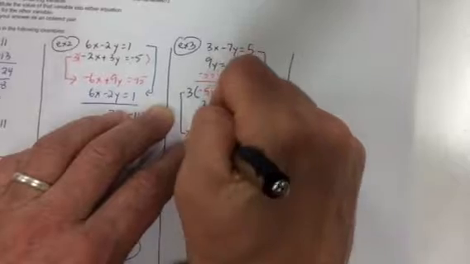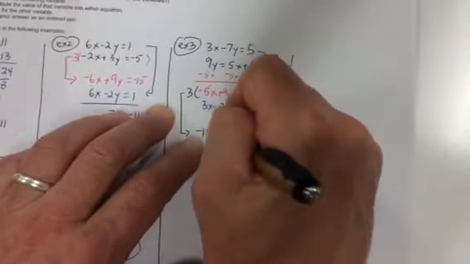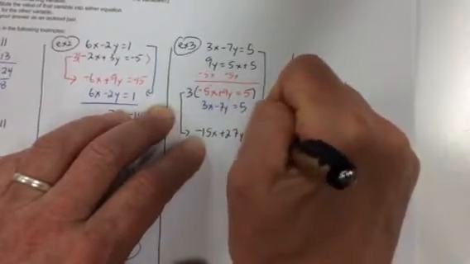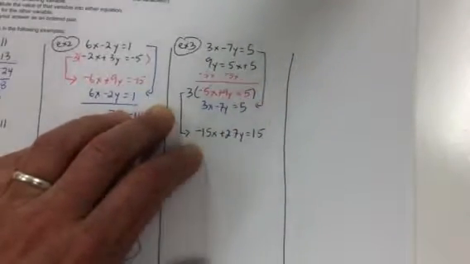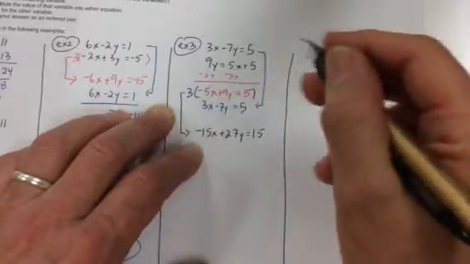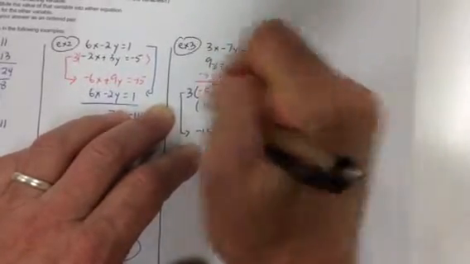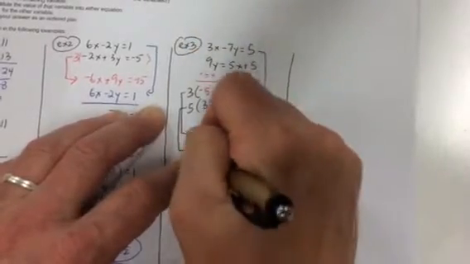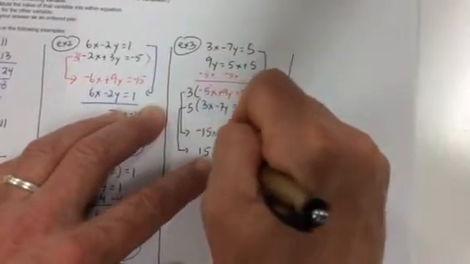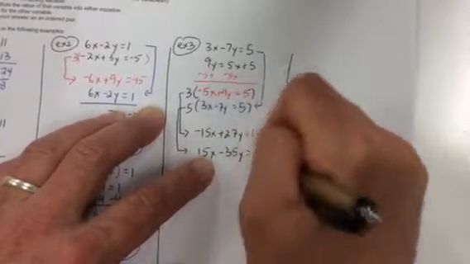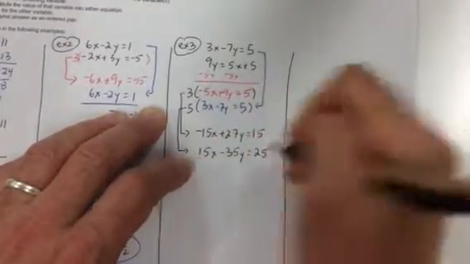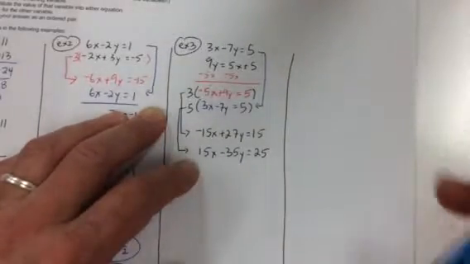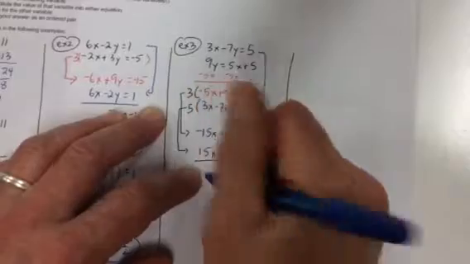which is going to give me negative 15x plus 27y equals 15. And then the second equation, I'm going to multiply through by positive 5. When I do that, I get positive 15x minus 35y equals 25. Okay, now I have opposites. My x's are going to zero out.